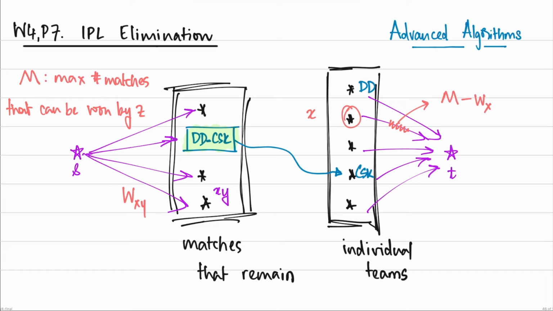So for instance, let's say that we have a flow, and let's say that this flow is saturating. So let's say we have a flow of 5 units coming into DDCSK. That means that they must have had 5 matches left. And now let's say this flow gets split as 3 and 2. That means that Delhi wins 3 of those matches and Chennai wins 2 of them. That's according to the flow network's suggestions.